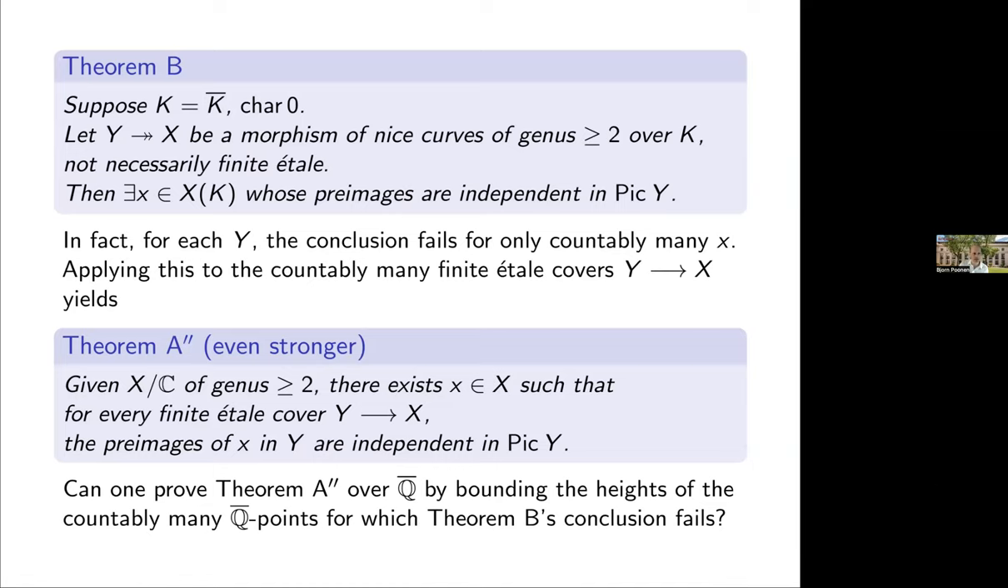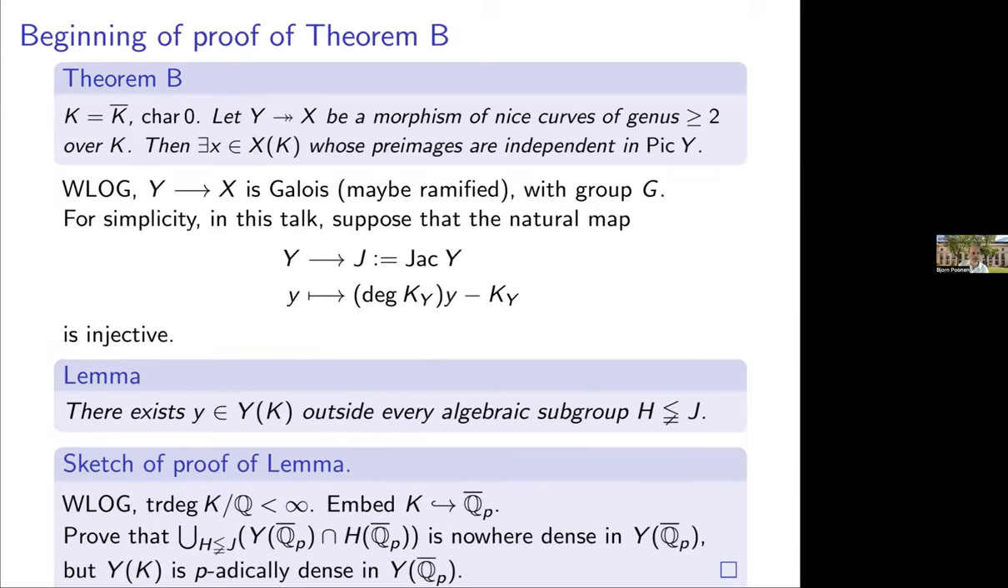So now what I want to do in the rest of the time is explain the proof. The thing that remains is to prove this theorem B, and I want to sketch the proof of this. Here I've just copied the statement of theorem B in smaller text. Let me just remind you what it says. We're working over a field such as Q bar. We have a morphism of nice curves, maybe ramified, and we want to find a point little x here such that its pre-images in Y are independent in the Picard group.